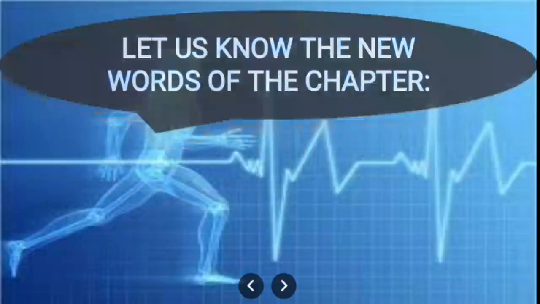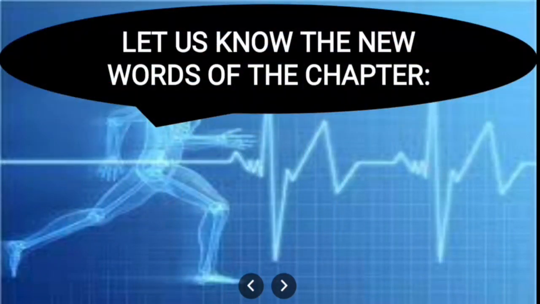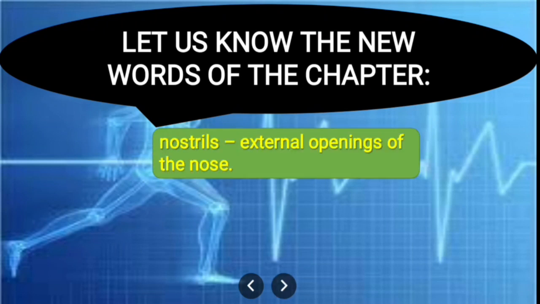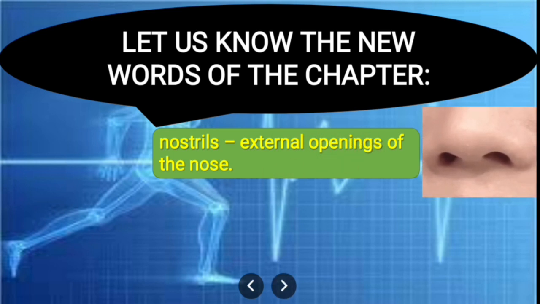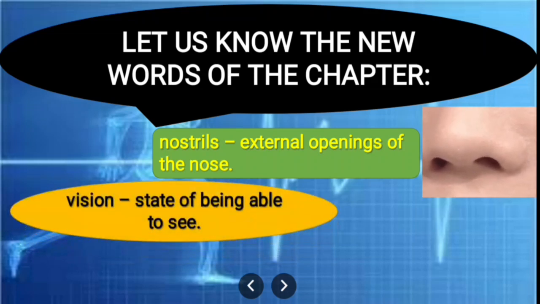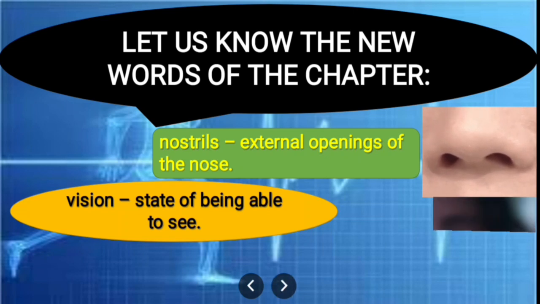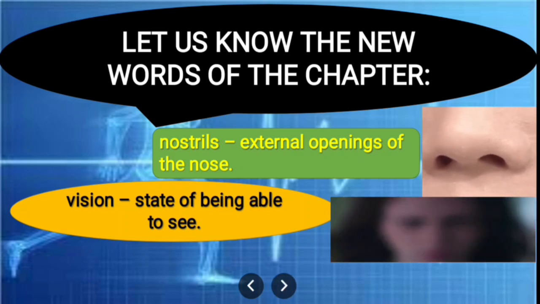Human organs. So let us know the new words of the chapter. The first word is nostrils, that is external openings of the nose. These are called nostrils. The next word is vision, that is state of being able to see. Vision means that you are able to see. So here you can see the picture also.